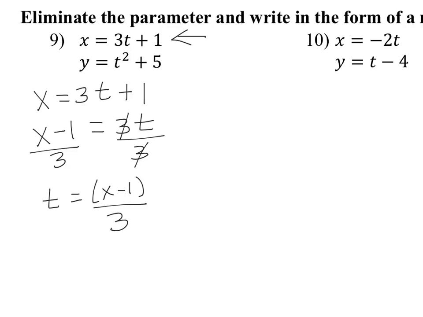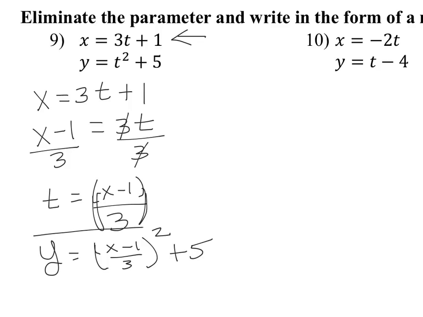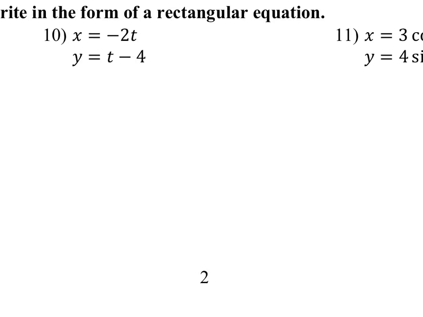Now that's what I'm going to substitute into my other equation. So into my y equation, I'm going to substitute x minus 1 divided by 3. Let me put a big parentheses around this. Squared plus 5. And that's it. That's my rectangular equation. All right, question 10.